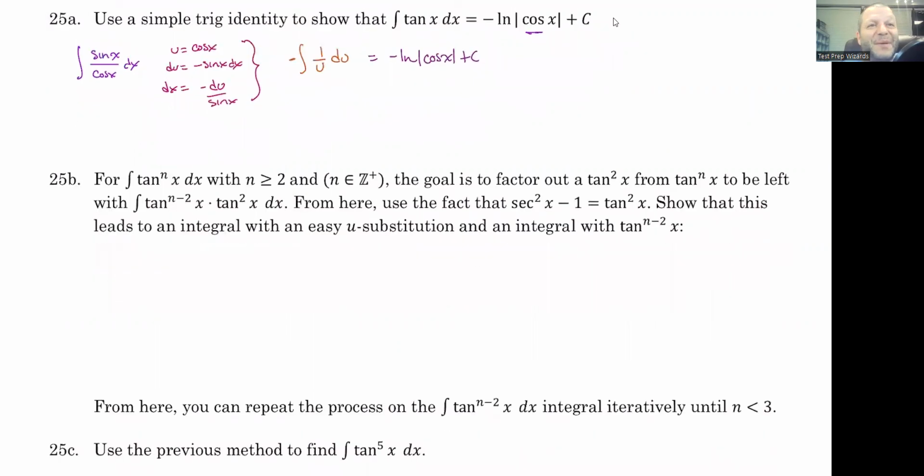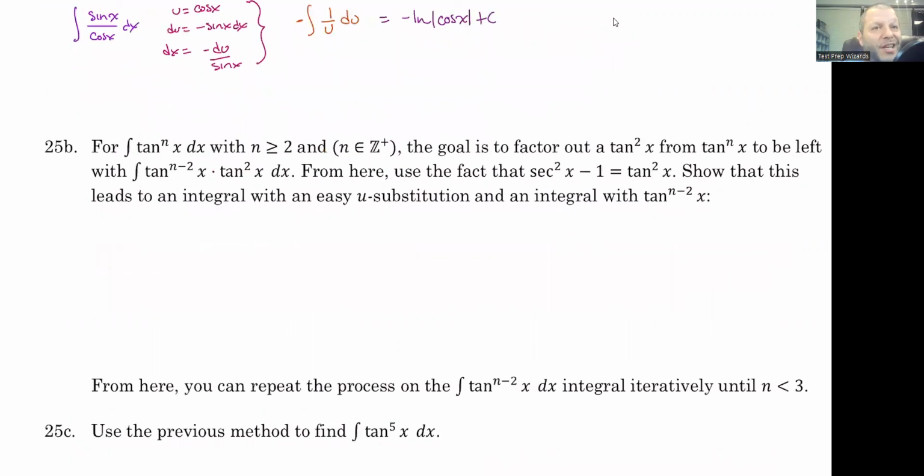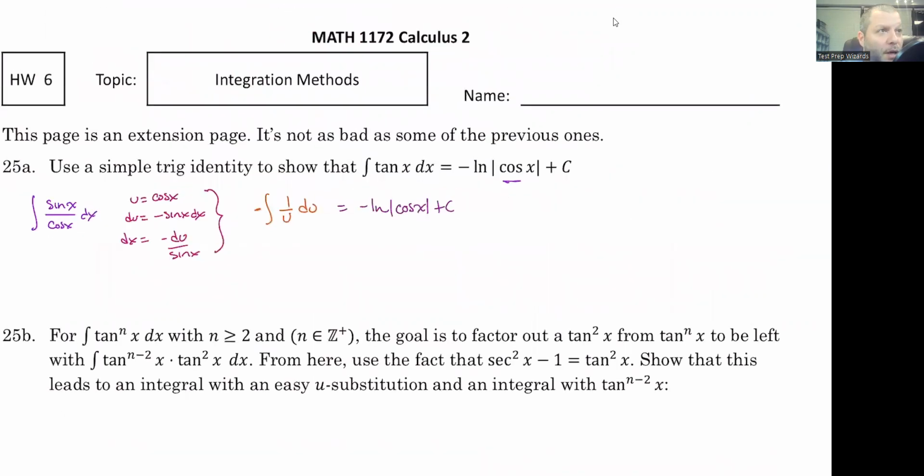So in question 25b, you have a kind of scary looking question, right? The goal of this question is to show that we can take antiderivatives iteratively. Sometimes we don't want to keep going through these trig processes, so we can find a nice easy formula that we can use, and in tangent we have that case. We just showed a moment ago that we could take the antiderivative of tangent.